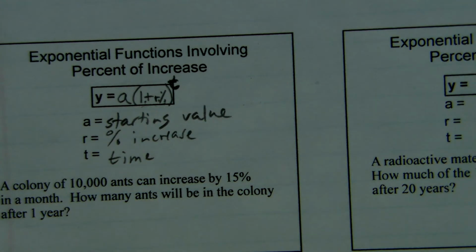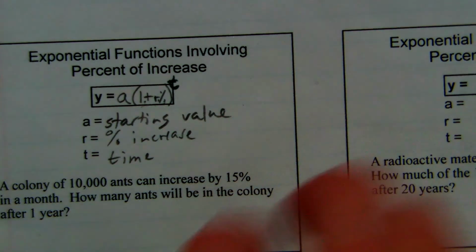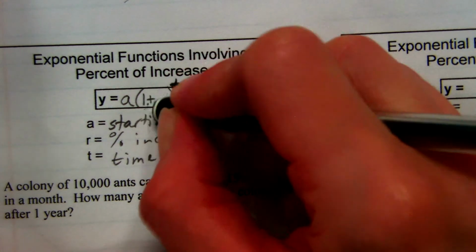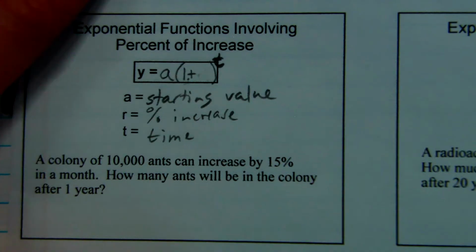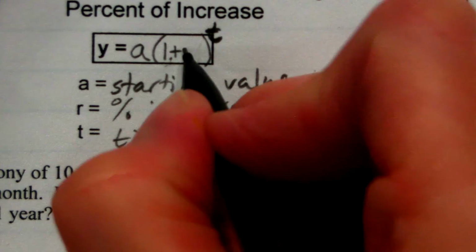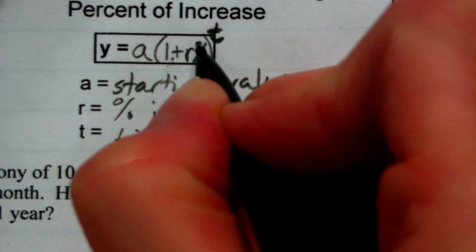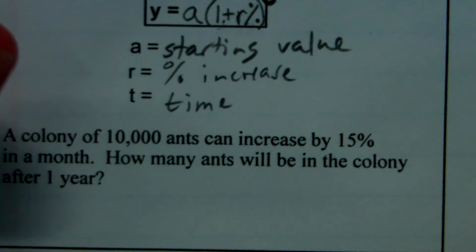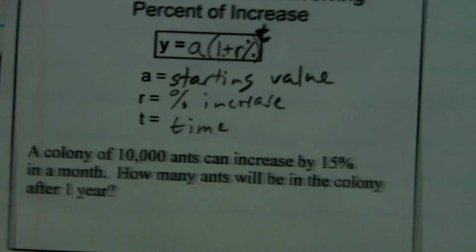If you don't have the 1, does that say R over 1? It says R percent. Let me zoom in. R percent. So that's a percent sign. Okay? And then to the T power.